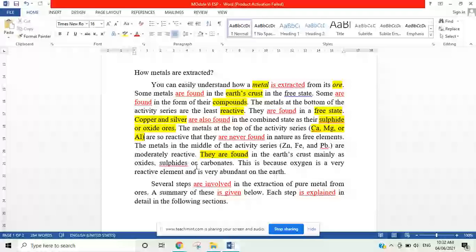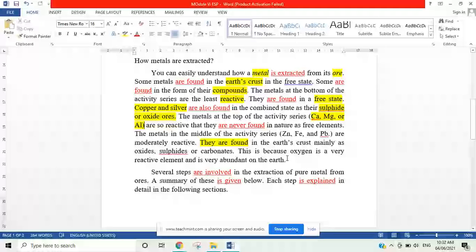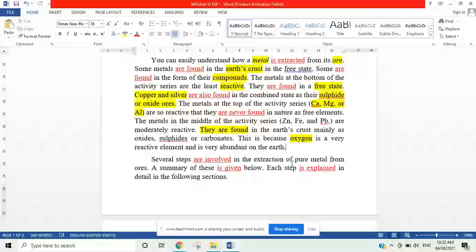Now, this is because oxygen is a very reactive element and is very abundant on the earth. So this is also the element that we have to highlight. So several steps are involved. See how you have to use passive voice frequently in order to present the process of an element, or of a metal. Several steps are involved in the extraction of pure metal from ores. A summary of these is given below. Each step is explained in detail in the following section.